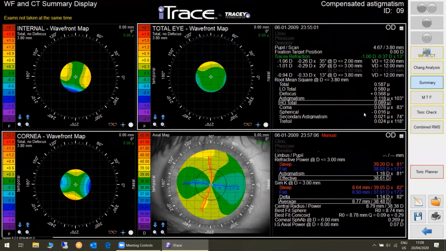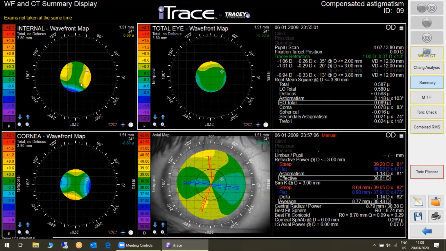Let me try to explain this to you. I also want to draw your attention to the K values of this case. You see, he's at 38, 39, which is very flat. This means this patient is a young patient. He has had laser vision correction. He has a PRK. But they did not take away his astigmatism. They only took away his glasses.